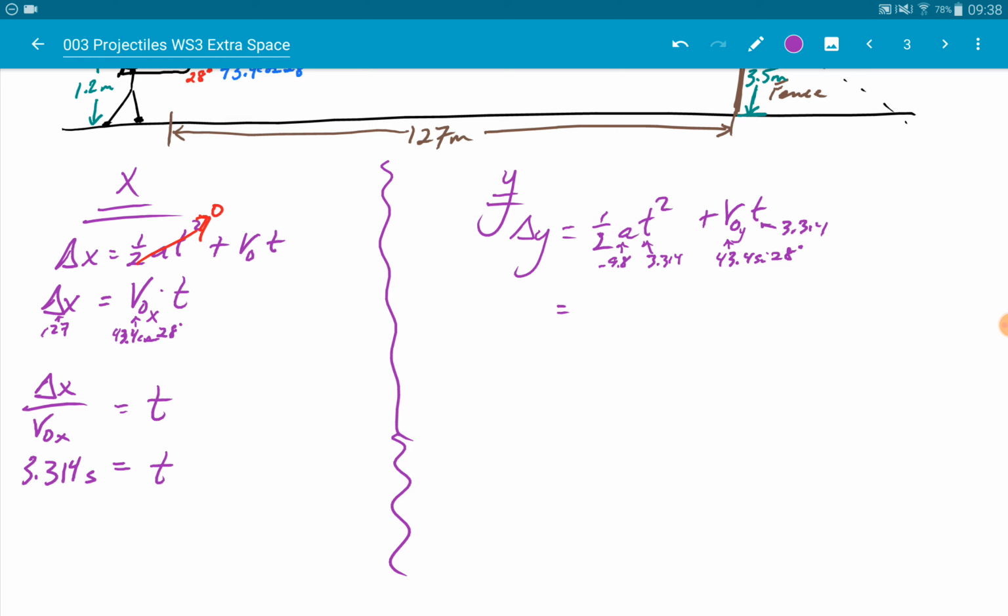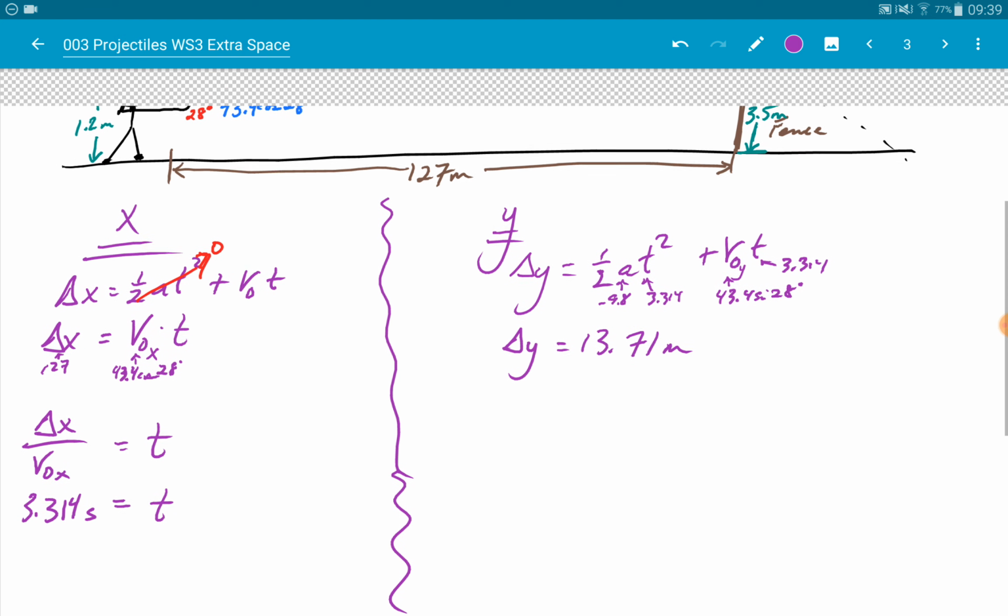So I got a half times negative 9.8 times my, notice that I stored my time value as t squared, so now I can just put in alpha t and then square it, and it makes it super efficient. And then I add that to my 43.4 sine of 28 degrees. Don't forget about little parentheses there, and then alpha t for the time there. And I get 13.71, again, that's slightly rounded, but I have the whole value in my calculator, meters.